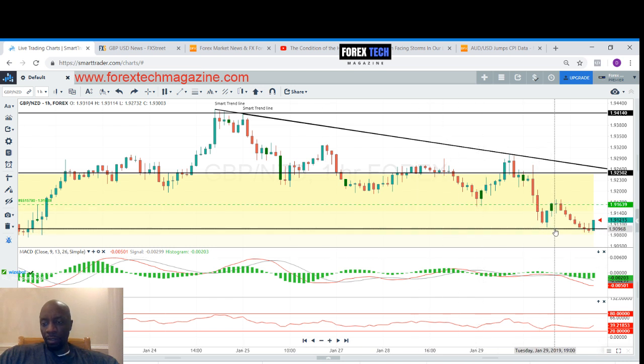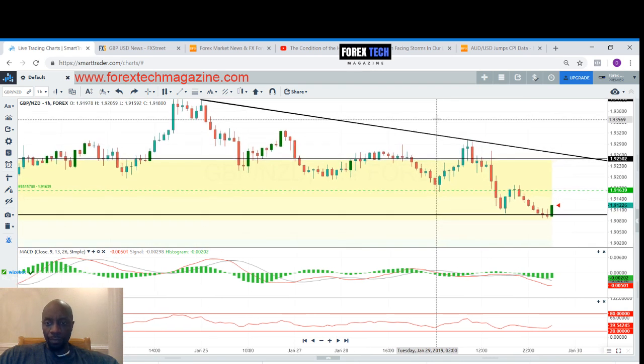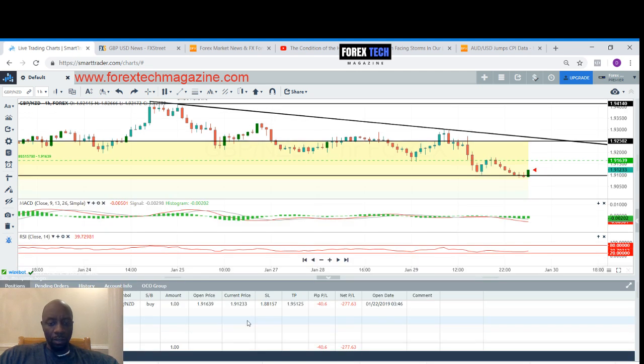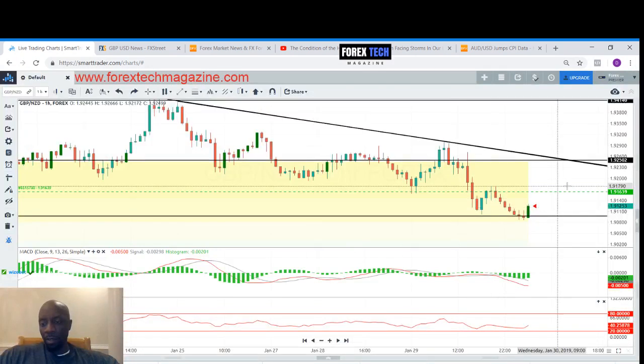As you can see, this support line is starting to hold, all right, which is good. Looks like right now we got a 35 pip loss, so net profit and loss is about $235, so not bad. Just want to show you that real quick.